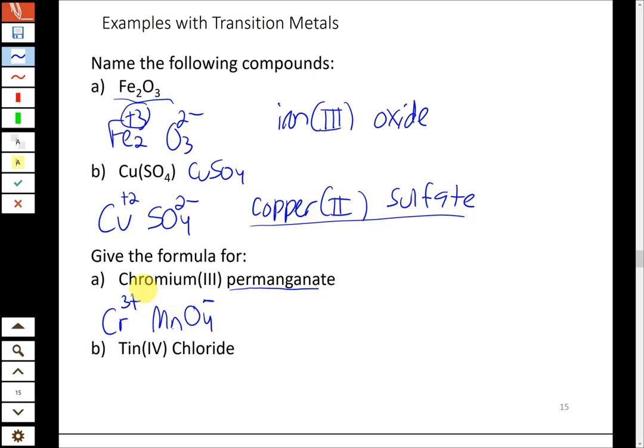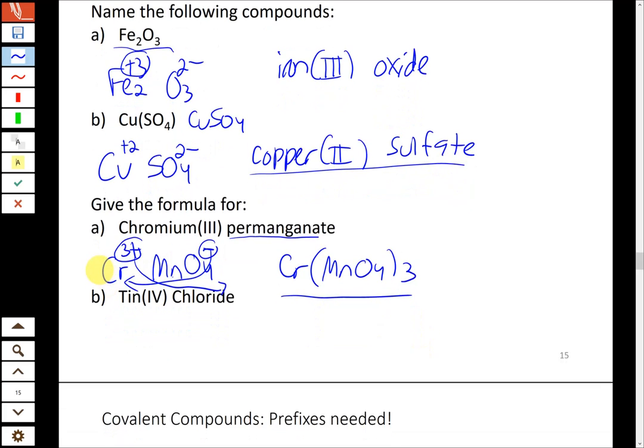But if we have 3 plus on the metal and 1 minus on the anion, we need to cross those. And so the correct formula for this would be 1 chromium, the -1 charge on permanganate becomes a subscript of 1. Then we need to have 3 of the MnO4 minuses to balance the charge overall. So that would be the correct formula for chromium 3 permanganate, 3 MnO4 minuses to balance the charge.